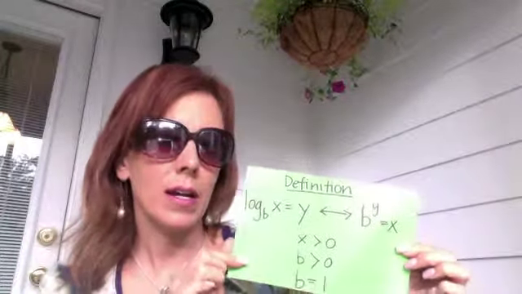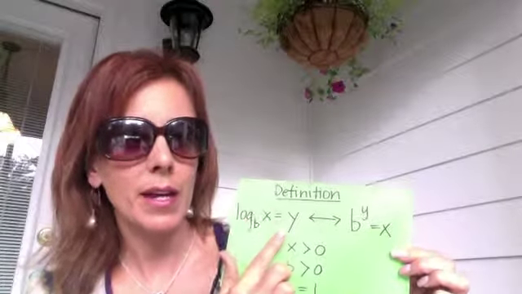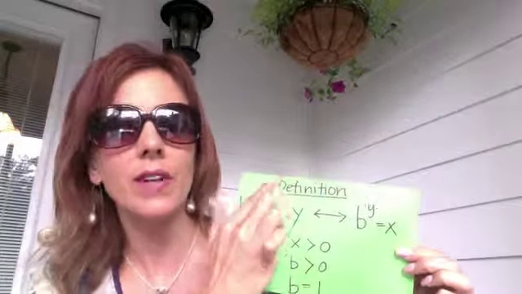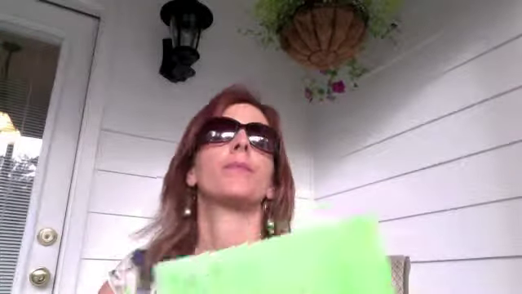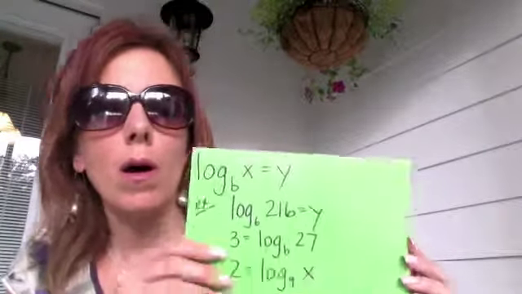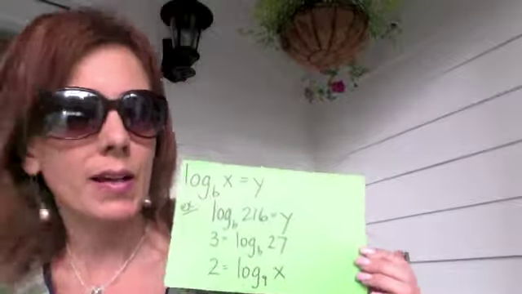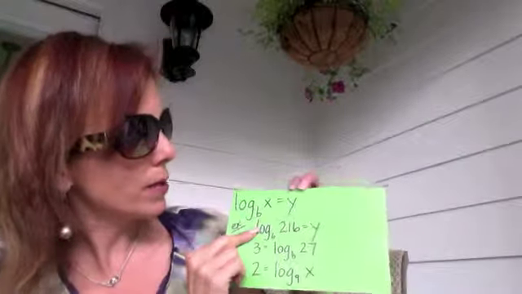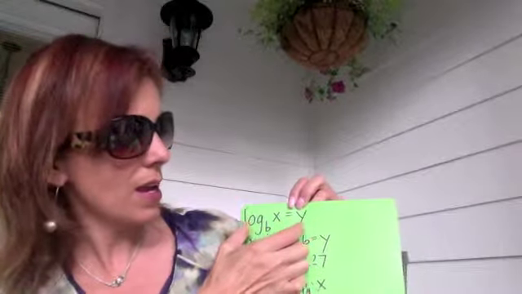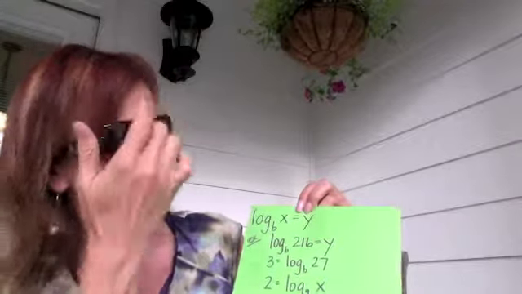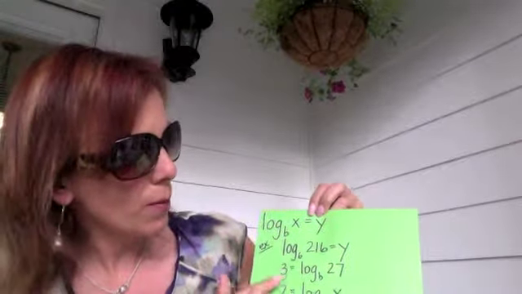As I talked about before, it's really nice to be able to take something like this and write it like this and vice versa. So that's the first skill we are going to look at. Let me see if I can find where I wrote these. This one, okay. Log base b of x is equal to y. We're going to take this and rewrite it as an exponential equation, and we're going to do that with these examples.